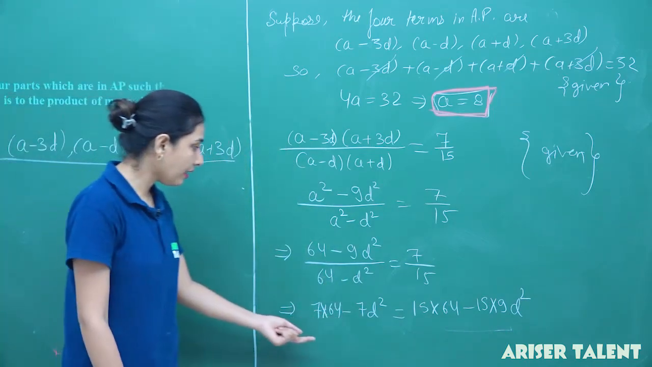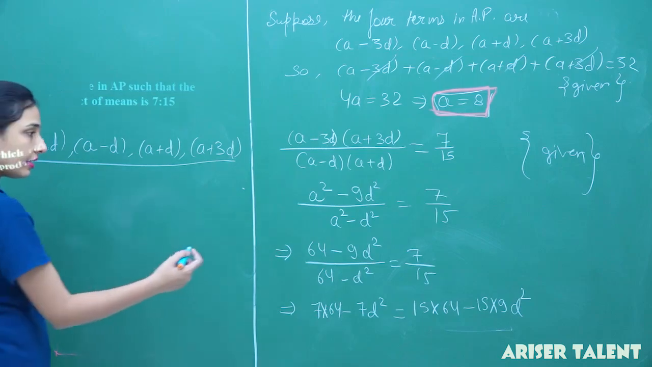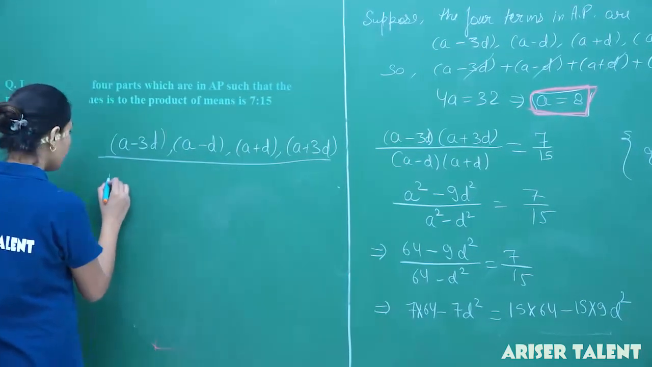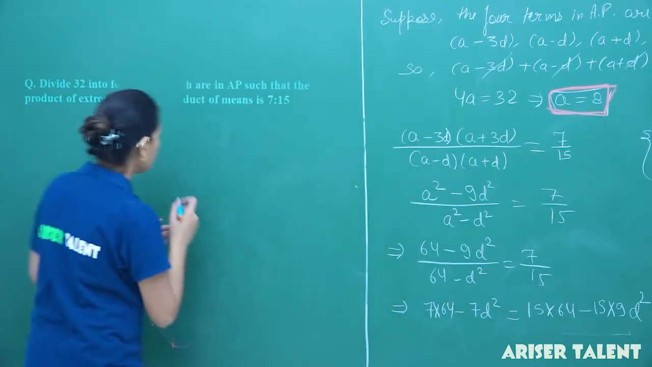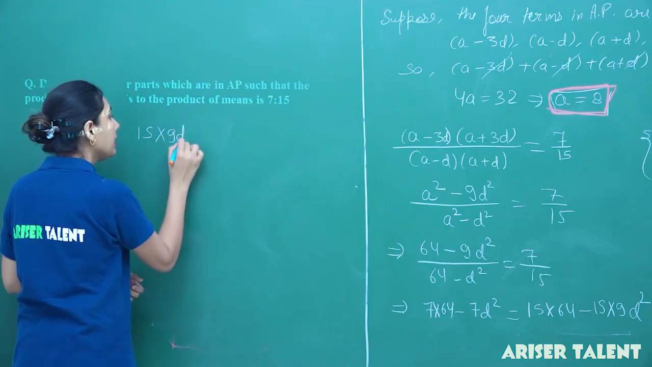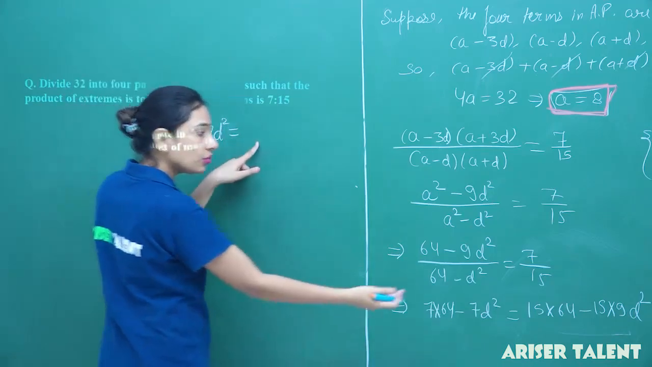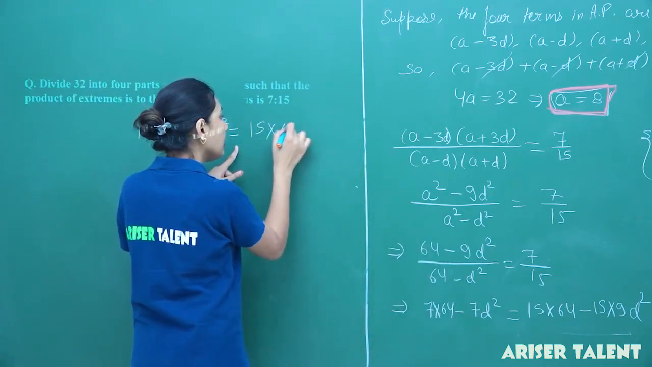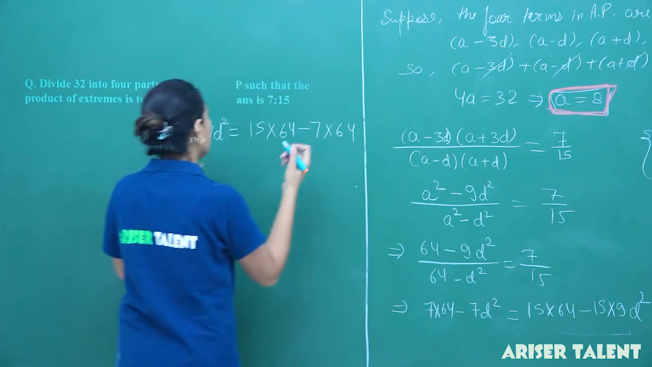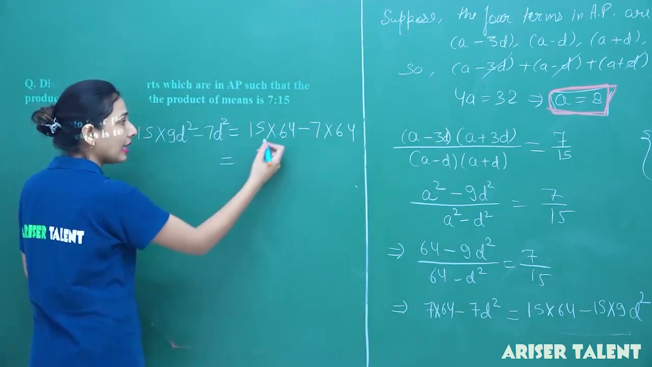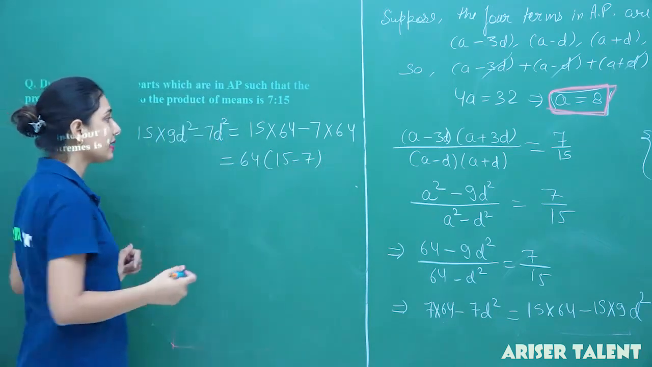Okay, so we have this equation in the form of D square. So we can just solve it by resolving it here. That is 15, I can just rub this. So this 15 multiplied by 9D square on this side minus 7D square equals that side, supposed to be like that only, and this will be in minus. Why am I not solving it? Because I can take 64 common here and 15 minus 7 as it is.